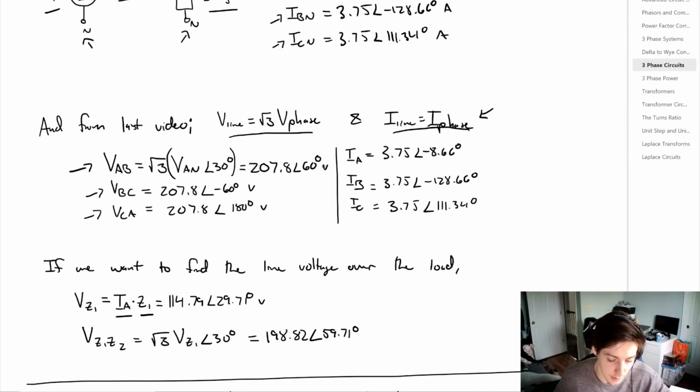of 29.71 degrees. And if we wanted the line-to-line voltage over that load, a little bit weird of a notation because we have Z1 and Z2. Seems odd, bear with me. We simply get square root of 3 times VZ1 with a phase angle of 30 degrees, or 198.82 volts with a phase angle of 59.71 degrees.